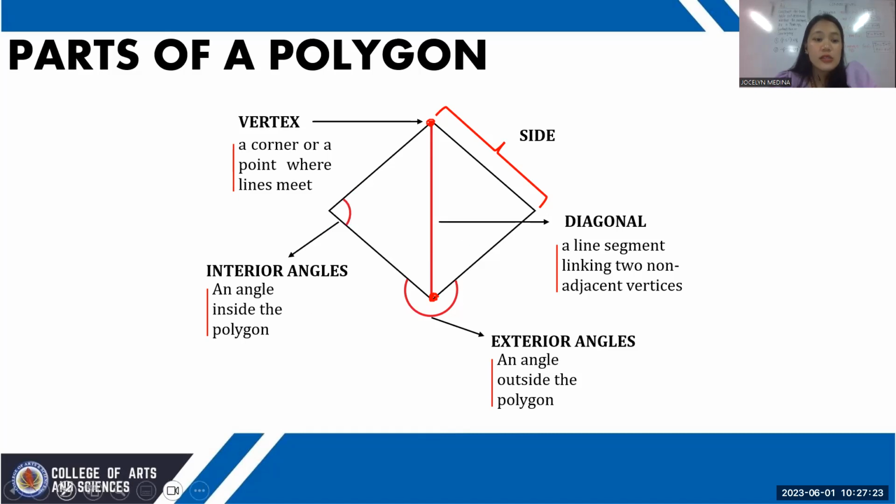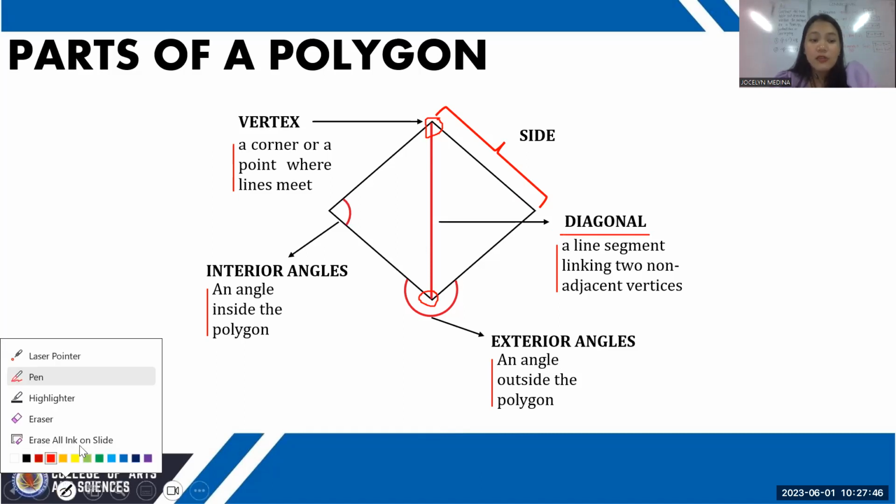So since as you can see here, ano ba yung mga magkakatabing vertices? This vertex and this vertex. Okay? So, pag sinabi nating non-adjacent, hindi magkatabi. So, if you draw a line connecting them, ang tawag doon is diagonal.